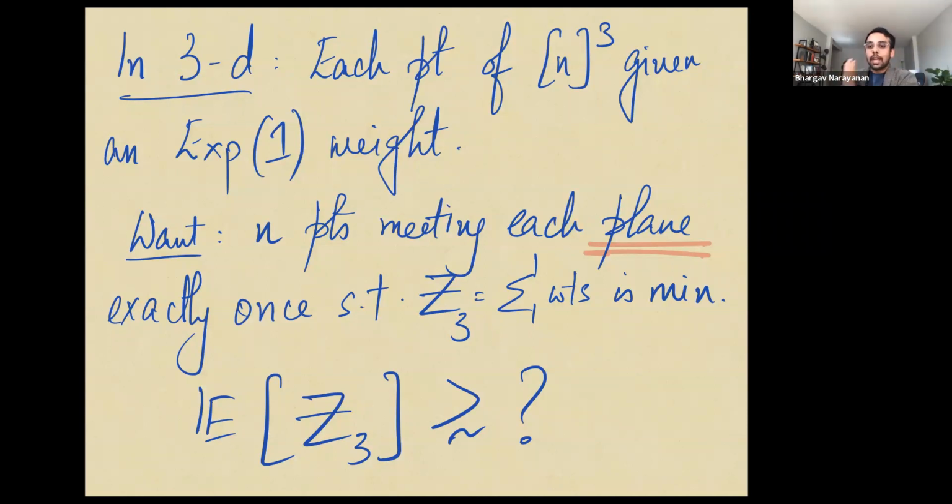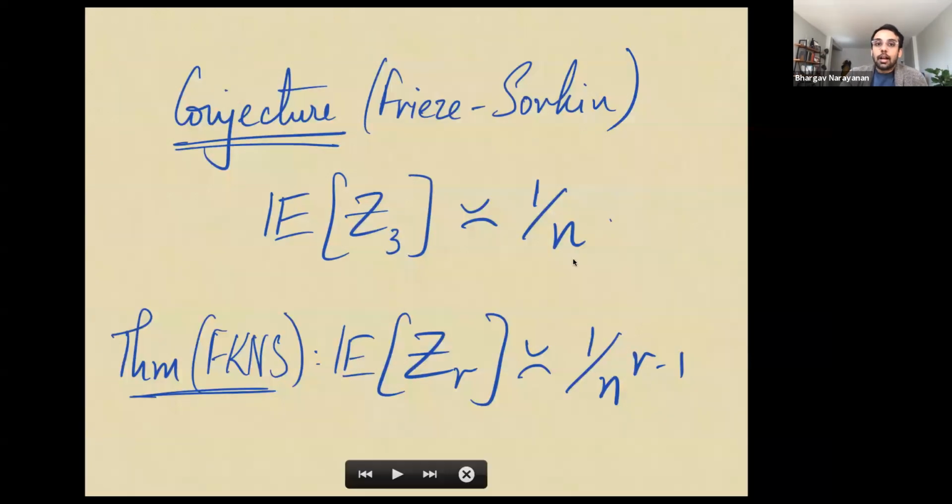Let's partition the universe into n parallel planes, say perpendicular to the z-axis. The minimum weight in any such plane is going to be on the scale of 1 over n squared. It's just the minimum of n squared independent exponentials. So if you add them all up, you'll see at least 1 over n. And that's a trivial lower bound in the same spirit for Z3. But no matching upper bounds were known. Frieze and Sorkin showed that it's at most 1 over n times a logarithmic correction. But it's conjectured that this trivial lower bound should in fact be the answer.